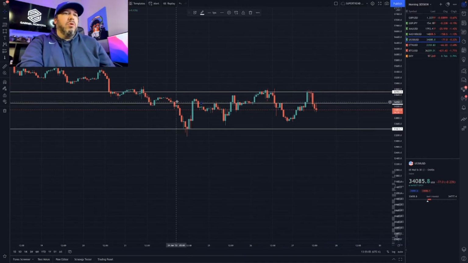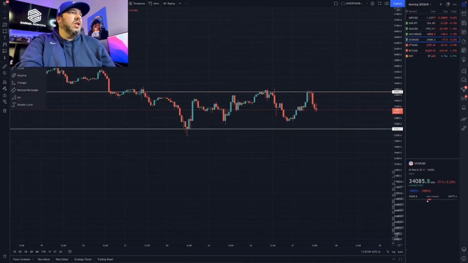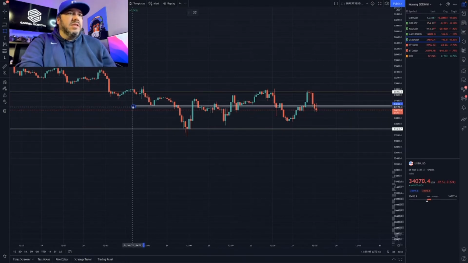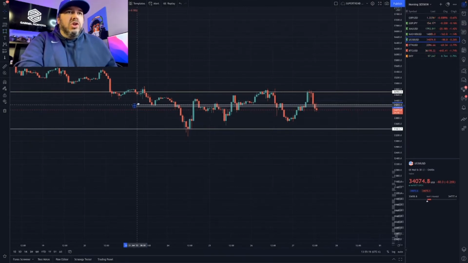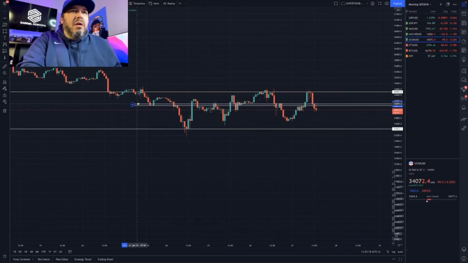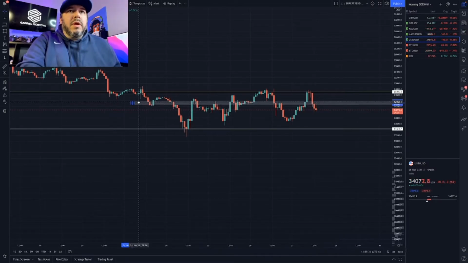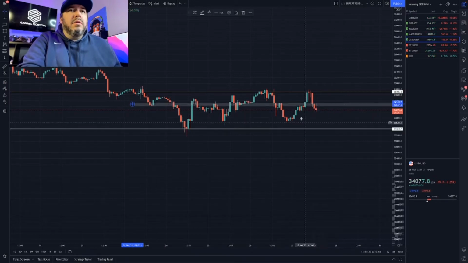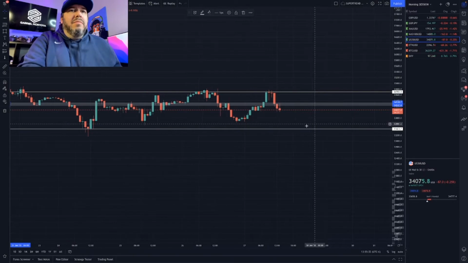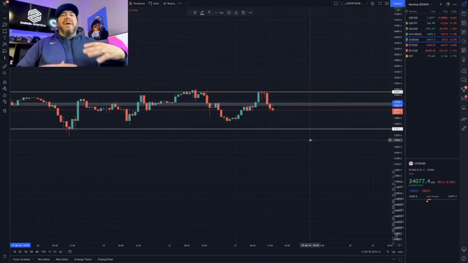Let's get rid of that real quick and get a rectangle here. Let's go off the bottom of this, and we can move this around as well. So this is an area that I would look at, right here. This is another area. Based off of here, I'm literally just looking at where my last reversal point was.